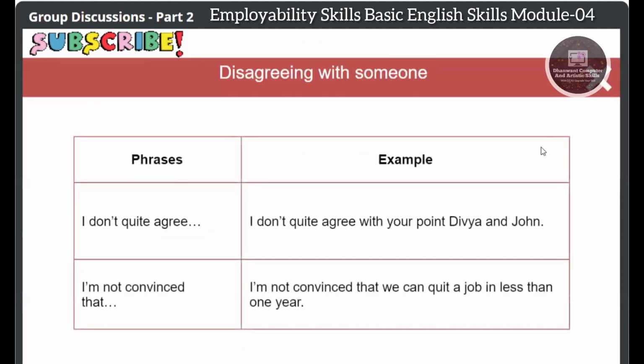Here are some phrases that you can use to disagree with someone. I don't quite agree. For example, I don't quite agree with your point, Divya and John. I'm not convinced that. For example, I'm not convinced that we can quit a job in less than 1 year.